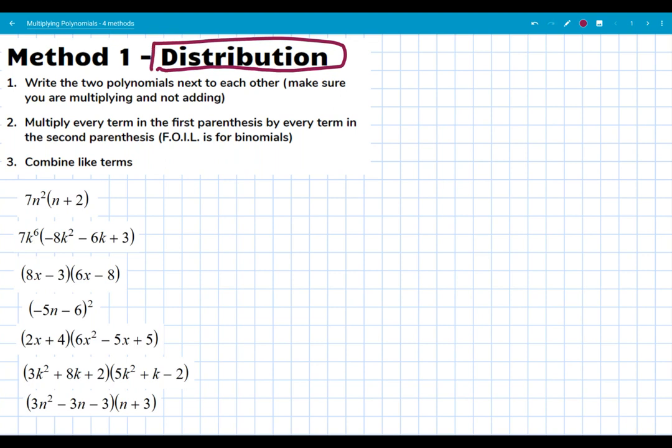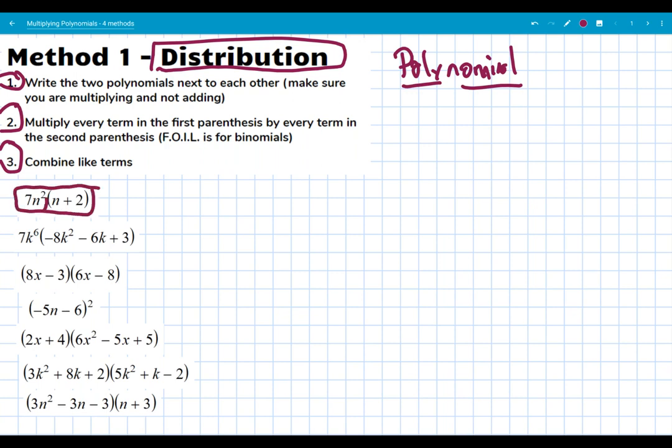Now, I've got 3 steps here on the side. Step 1, step 2, step 3. We're going to be multiplying polynomials. I'm just going to review. Polynomial is many terms. So this one right here is a monomial because there's one term, 7n squared, times a binomial, n plus 2. So I'm going to write mono times bi. Monomial times a binomial.